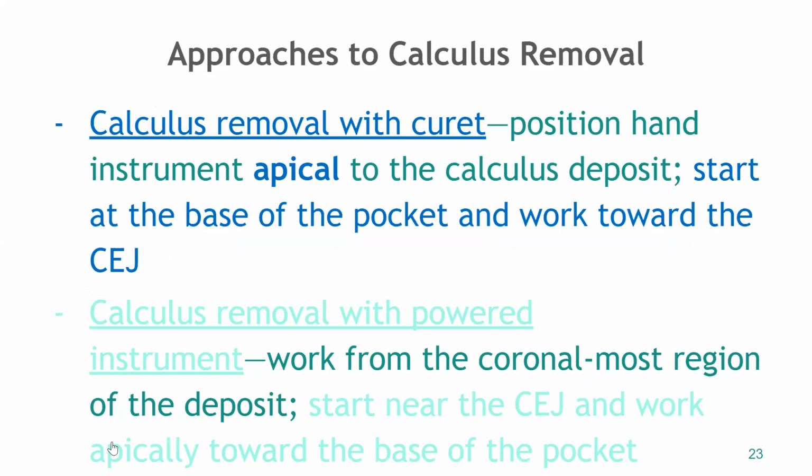Okay, so calculus removal with a curette or a hand instrument, we're going to position it apical to the calculus, right? So we're going to get all the way underneath and try to channel it or remove, like basically flick it off. We want to get all the way underneath it and flick it off. We're going to start at the base of the pocket and work towards the CEJ.